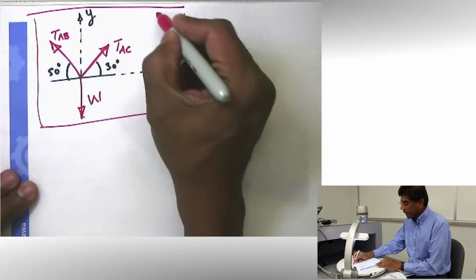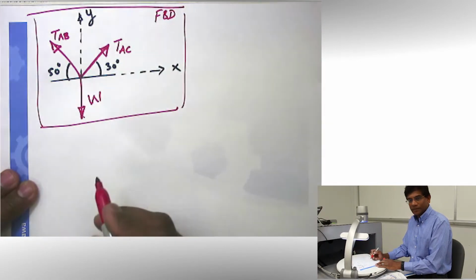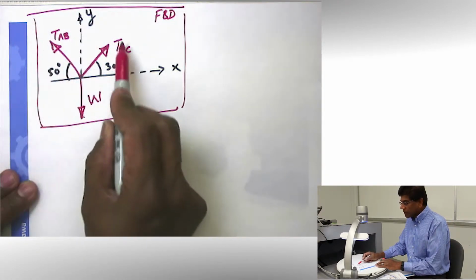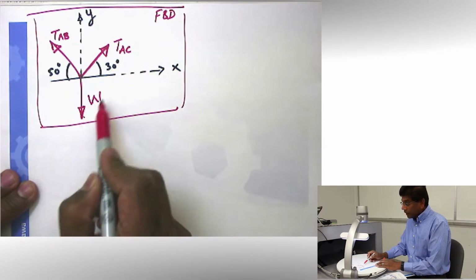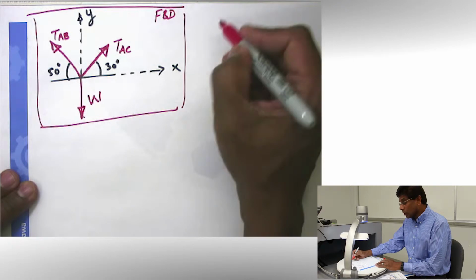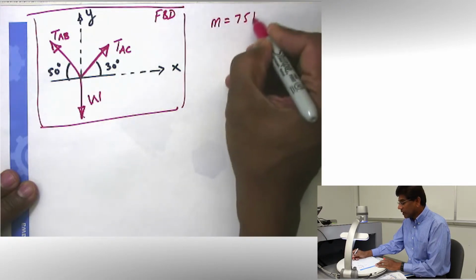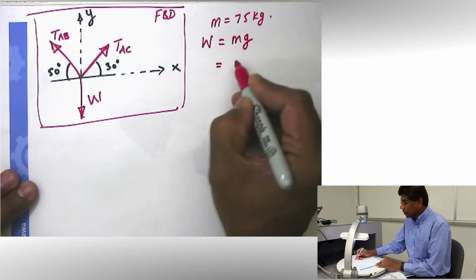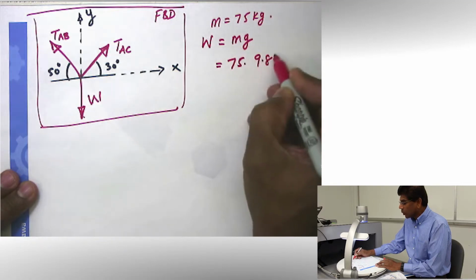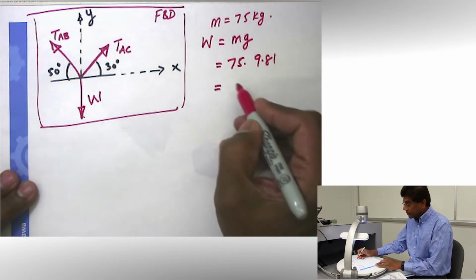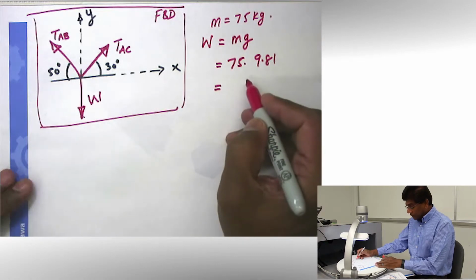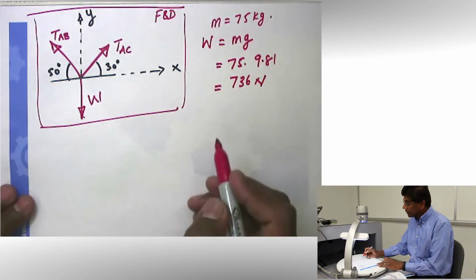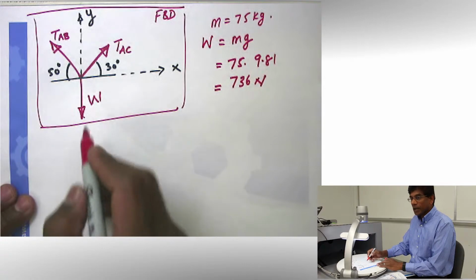Now that I have my free body diagram, I am ready to write my equations. Take a look at the forces here. We have TAB unknown, TAC unknown. We need to find them. But we know the weight. Well, we actually know the mass given to us, 75 kilogram, and you know how to calculate the weight. Weight is equal to mg. So I'm going to take the 75 kilogram multiplied by 9.81, and I'm going to get my weight, which is going to be, I believe, 736 Newton. All right. So this weight is 736 Newton, and it is known.